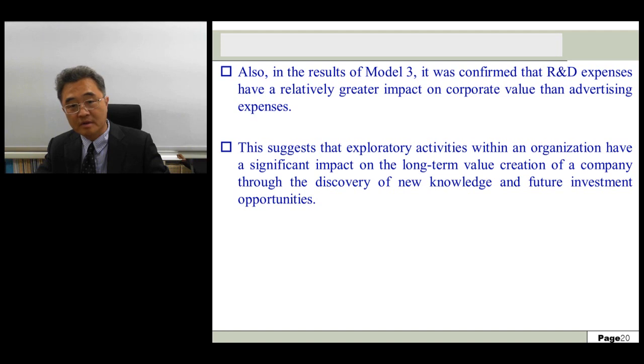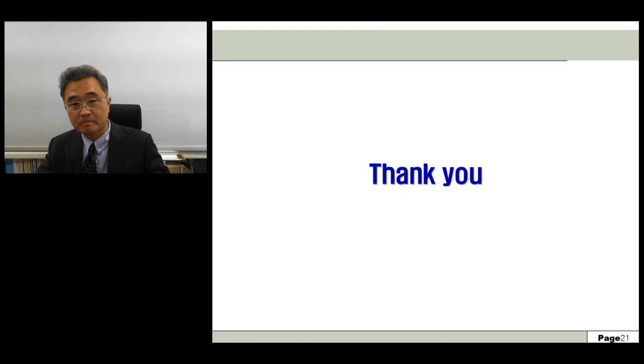Adapting well means developing new capabilities suitable for new environments through research and development, so-called R&D. In this sense, R&D is very important in the current environment. The result of the empirical study of this paper also shows the connection between R&D and corporate value, enterprise value. Okay, thank you very much.